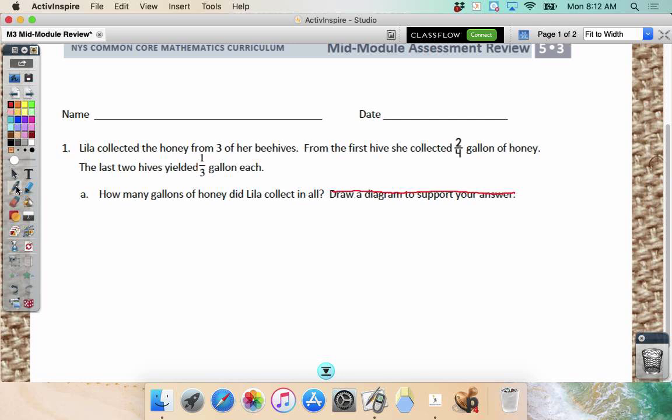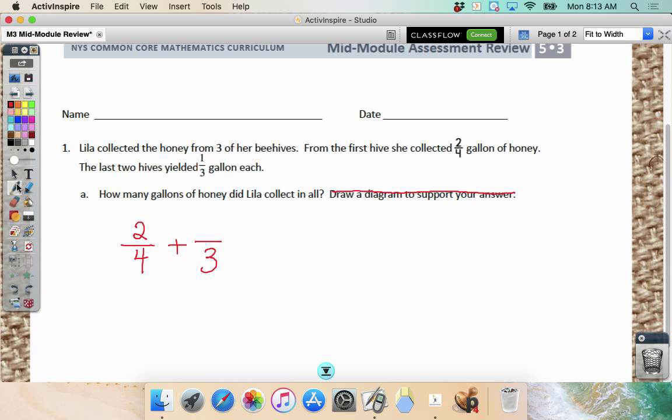Now, the first thing I want to do is write the problem down. And then we're going to see if we can add any of it in our heads before we start. Okay? So, 2/4 gallon from the first hive, right? Write that down. And leave it at 2/4. Don't simplify it yet. Okay? And then it says the last 2 hives yielded 1/3. So that's going to be 2 of 1/3, right? Could I just combine those right now before I start my problem? Yes. What would I write? 2/3. Okay.